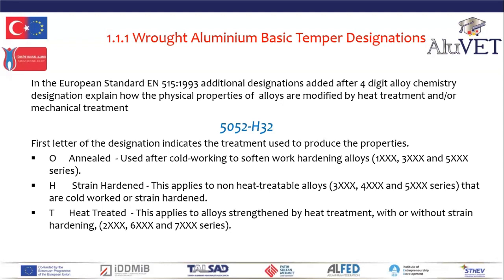T says this is heat treated. This applies to the alloys strengthened by heat treatment. The 2000, the 6000 and the 7000 series. In this module, we will be talking about the 1000, the 3000 and the 5000 series.